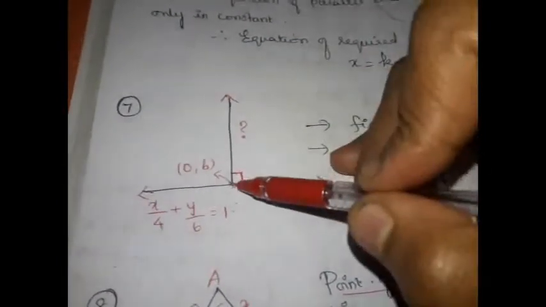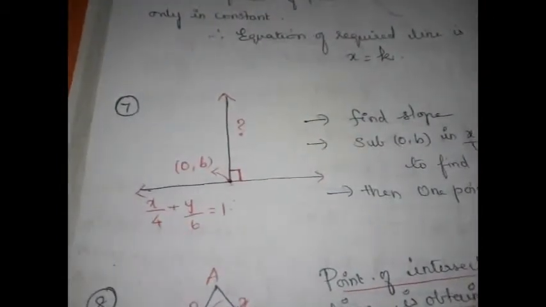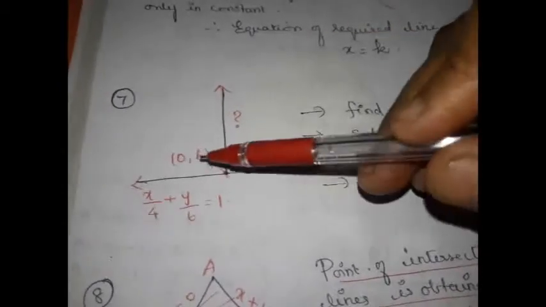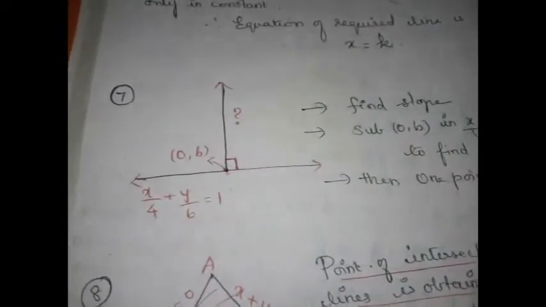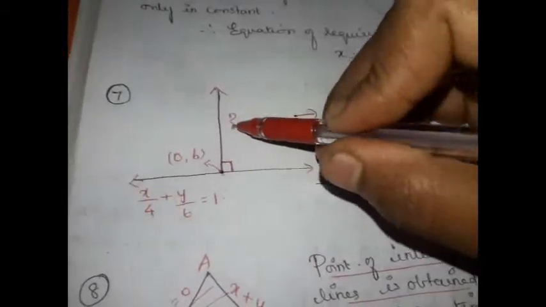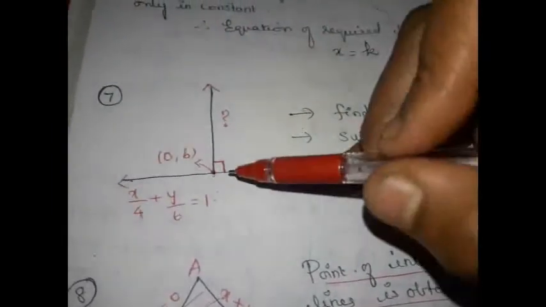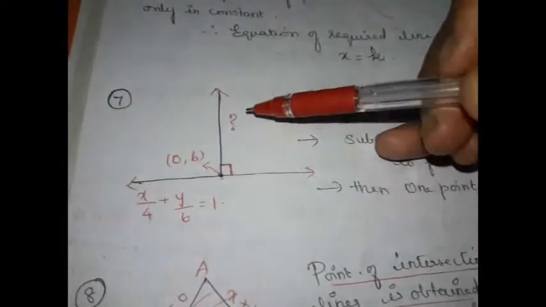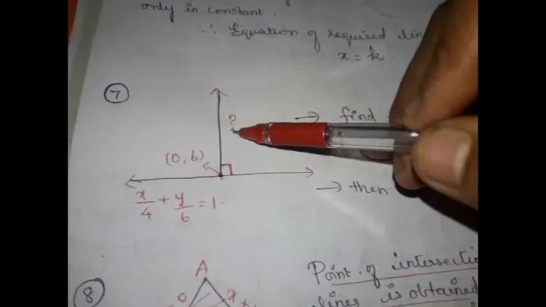Okay, since this point meets the y-axis, it will be of the form (0, b). Why? Because the x coordinate will be 0. So (0, b), right? We need to find the equation of this line. Again, here it is perpendicular. So immediately we can find the slope of this equation and negative reciprocate it. We will get the slope of this, right?